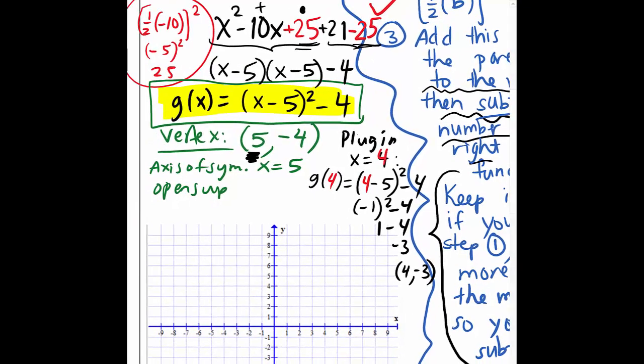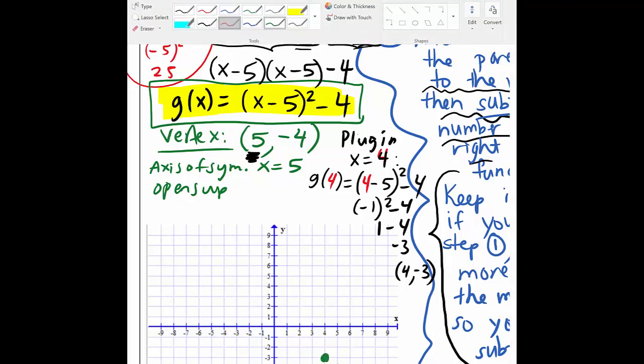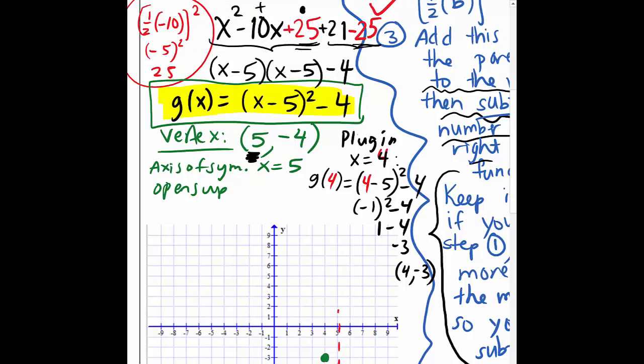There we go. Let me plot that vertex now. The vertex was 5, negative 4. That's down here. And the point I just found, 4, negative 3, is down here. So they're pretty close together. And then the axis of symmetry is the line x equals 5 right through that vertex.